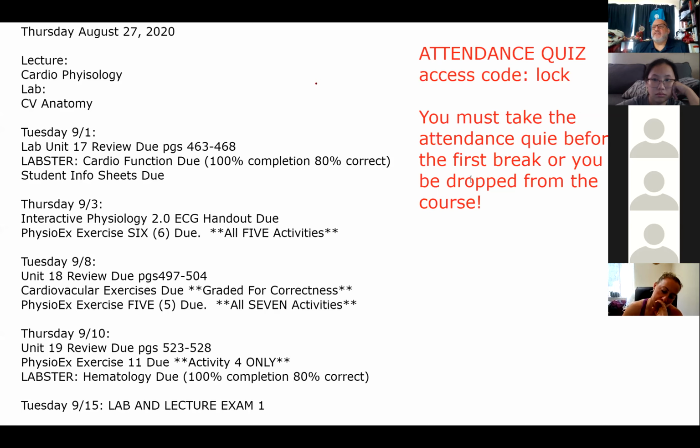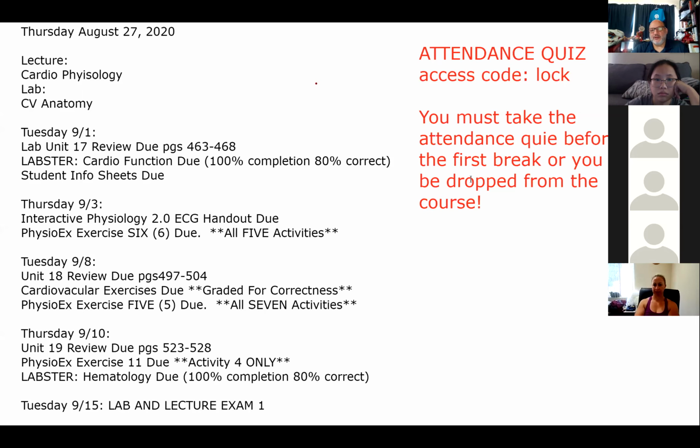Great question. The PhysioExs, again, I'm looking for completeness. I'm looking for time and effort, and as long as you're putting in time and effort, it's a learning activity. It's okay to get something wrong. Same thing with the Labsters. That's why I set it at 80%. As long as you're paying any attention, you should be able to get 80%.